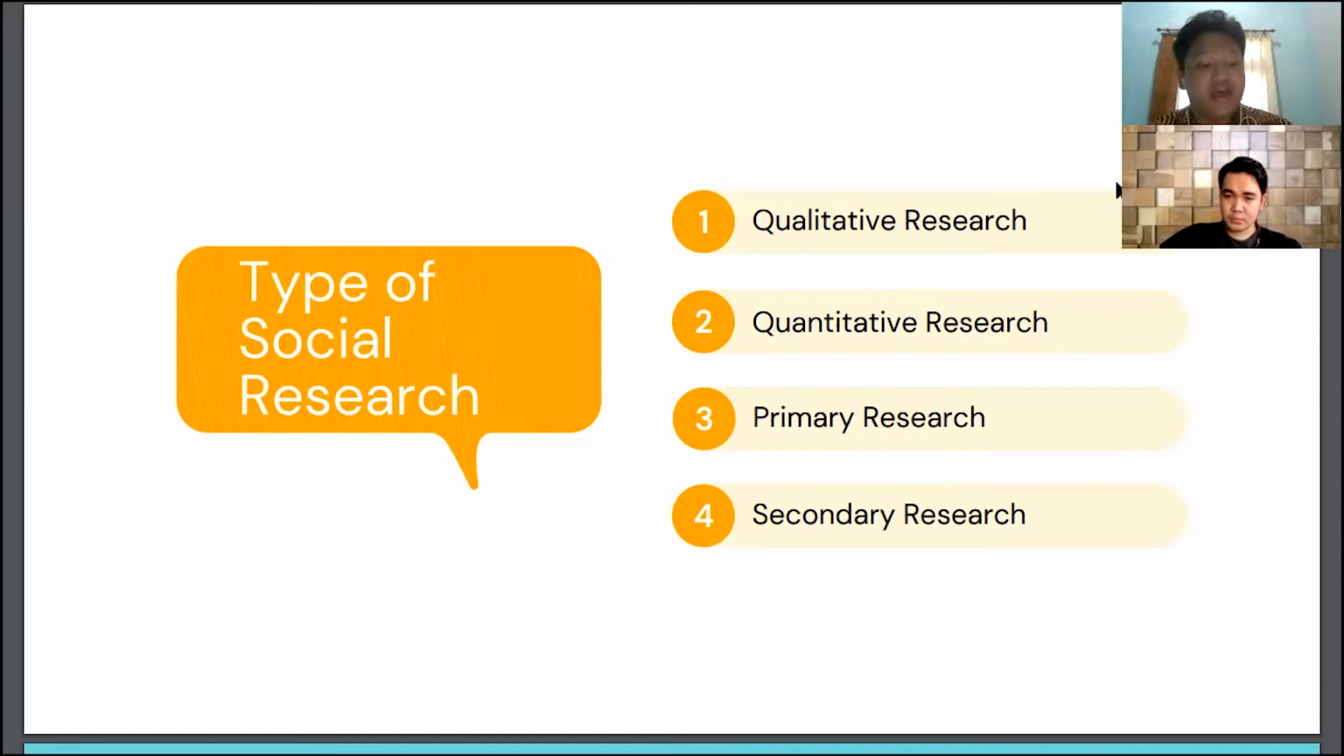This research is carried out on a sample that is representative of the target market, usually using closed-ended questions, and data is presented in tables, charts, graphics, and etc. So that is quantitative research. Now we're moving on to the primary research that will be explained by Firma. Firma.